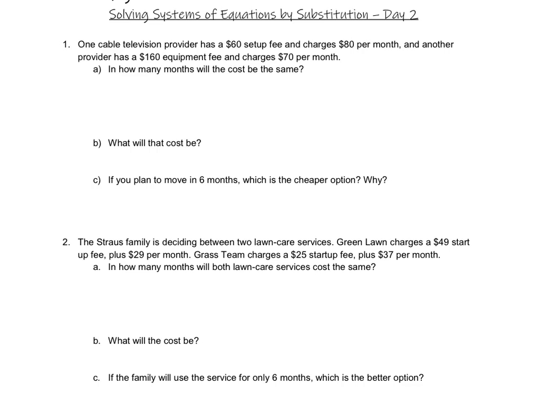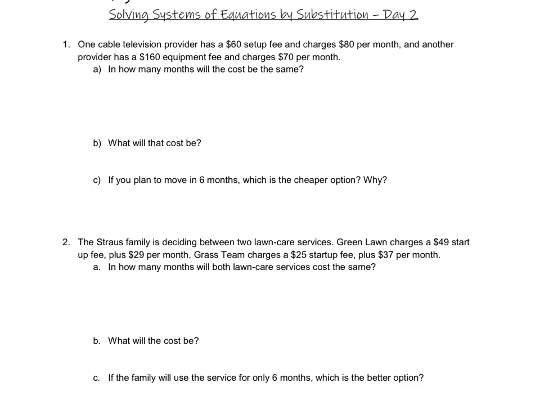Okay, so for the first thing here on number 1, they're going to give you a scenario through word problems and you're going to have to solve it. So what it says is that one cable television provider has a $60 setup fee and charges $80 per month, and another provider has a $160 equipment fee and charges $70 per month. The first thing that we've got to do right here is set up and figure it out.